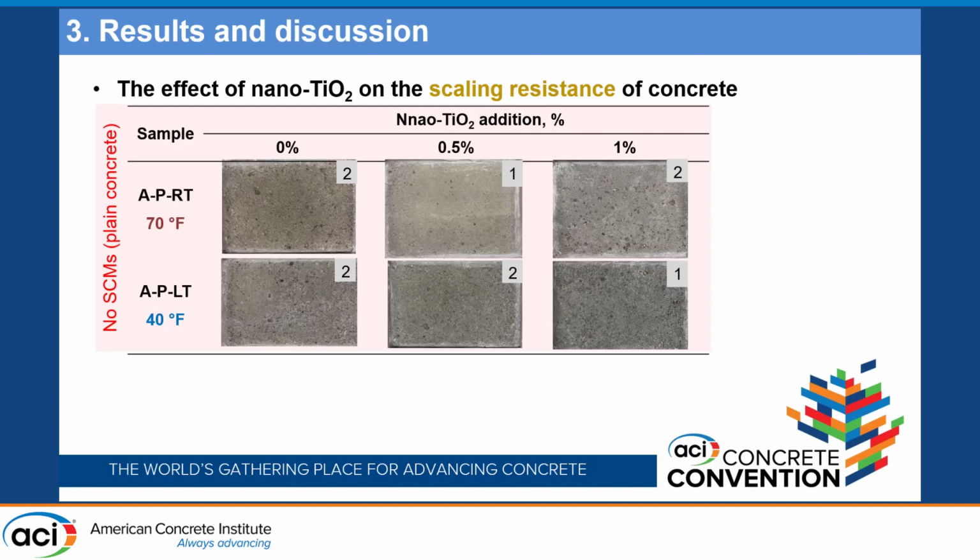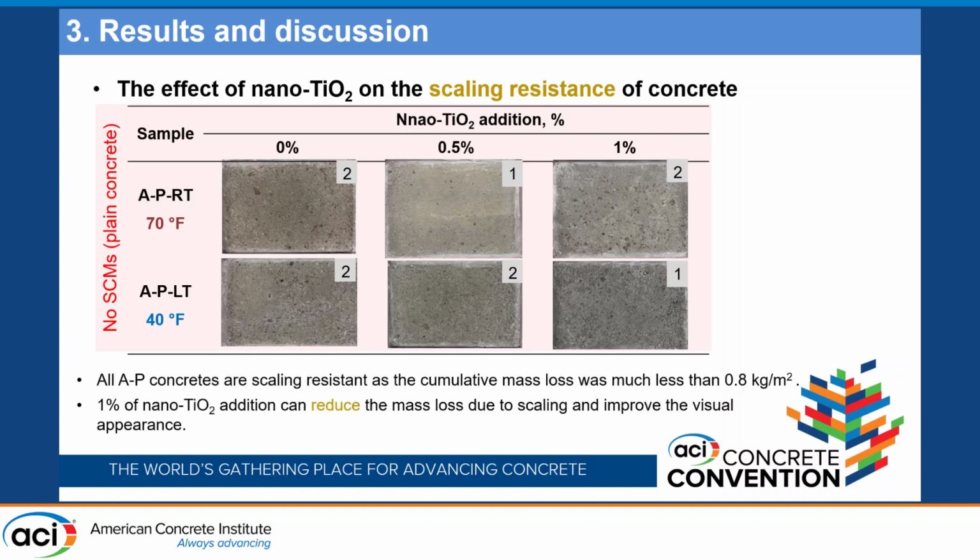overall appearance of the surface of the specimen after 50 cycles of freezing and thawing doesn't really indicate a great degree of scaling. We see a slight improvement upon addition of nanomaterials, in this case nano-titanium dioxide, 0.5% and 1%, and if anything, maybe if you add 1%, you have a little bit worse behavior. The 1 and 2, those are the relative ratings of the scaling severity based on the standard.